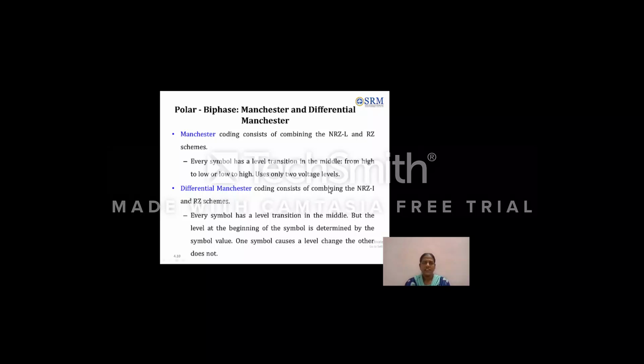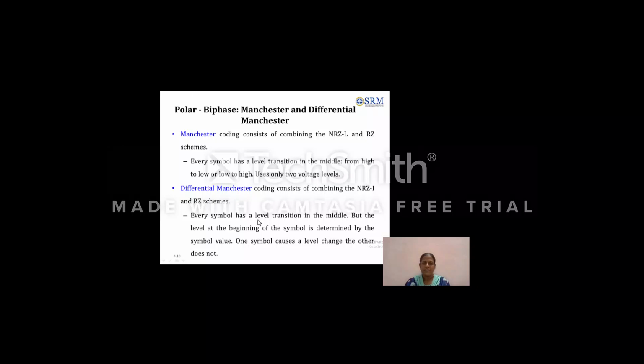So coming to the next type of technique, which is called polar biphase, which includes Manchester and differential Manchester encoding. Manchester encoding is basically a combination of non-return to 0 L and return to 0 scheme. Every symbol will have a level transition in the middle, either from high to low or low to high, and it uses only two voltage levels.